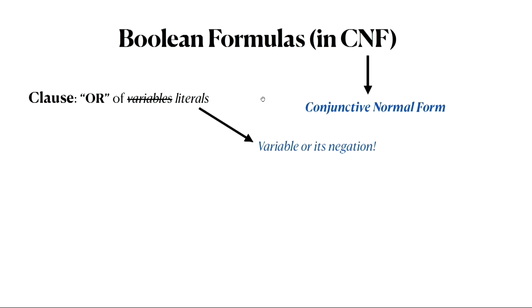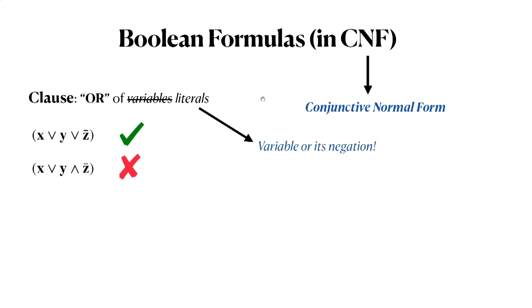What do I mean by literal? Every variable can appear either as x or as x bar. So these are my two options for a variable appearing, and I call this a literal. x and x bar are my two literals for a given variable, and a clause is basically just an OR of literals. So x or y or z bar, this is a clause, but if I say x or y and z bar, this is not a clause.